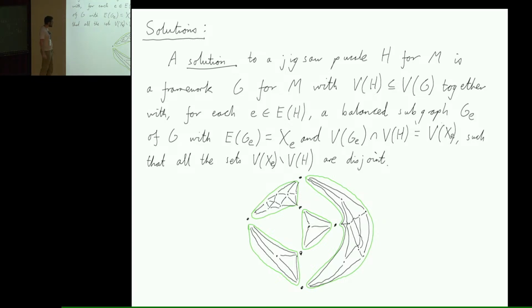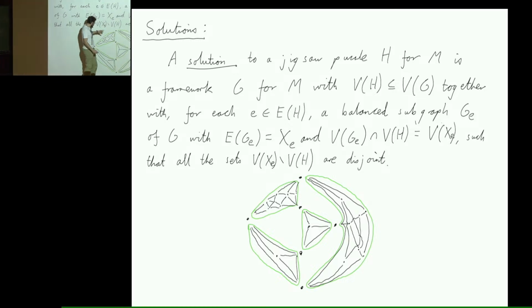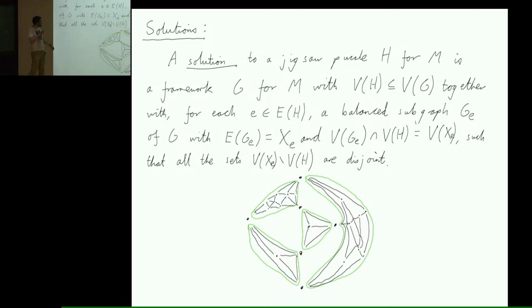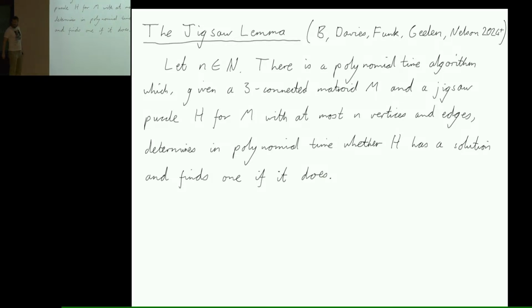So a solution to a jigsaw puzzle just gives you a framework for the matroid, which consists of graphs stuck together according to the scheme of that hypergraph. Right? So the vertices of the hypergraph are a subset of the set of vertices of the graph. And for each edge of the hypergraph, you have a subgraph of your graph, and these should be balanced in the framework, meaning all their cycles are balanced. And they shouldn't overlap with each other except in these vertices of the hypergraph. Okay, and each of the subgraphs should contain the correct vertices from the hypergraph.